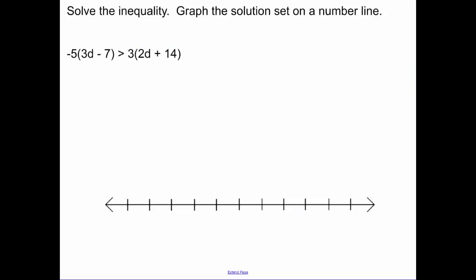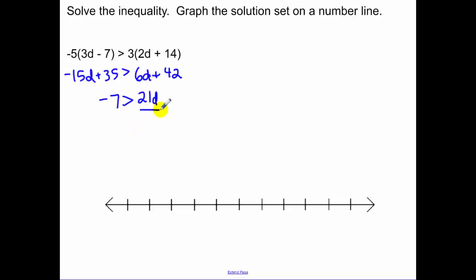Okay, our next example. Let's distribute the negative through, so we have negative 15d plus 35 greater than 6d plus 42. Now I'm going to add the 15d to both sides so that my coefficient in front of my variable isn't negative. So if I add 15d to both sides, we get 21d. If I subtract 42 from both sides, we get a negative 7.